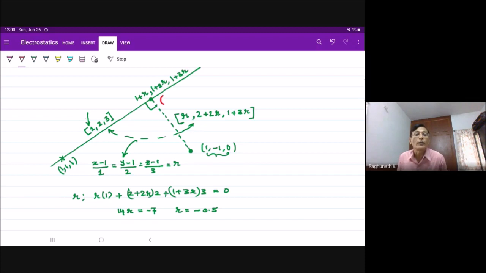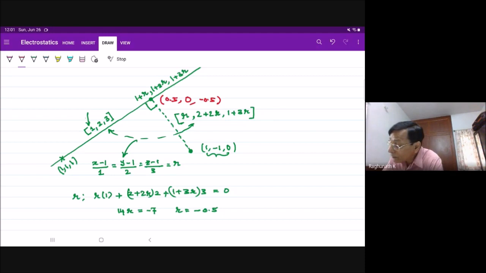R is equal to minus 0.5 says what? 1 plus R is 0.5. Come on. 1 plus 2R is what? 1 minus 1 is 0. 1 plus 3R is 1 minus 1.5, which is minus 0.5. Check it once. These are the coordinates of the foot of the perpendicular. Now you know the distance of the point from the line.